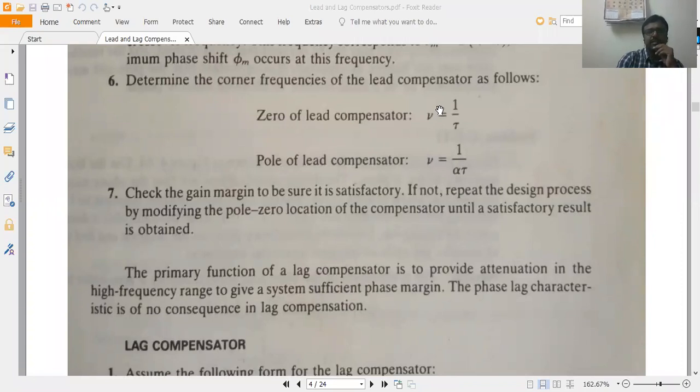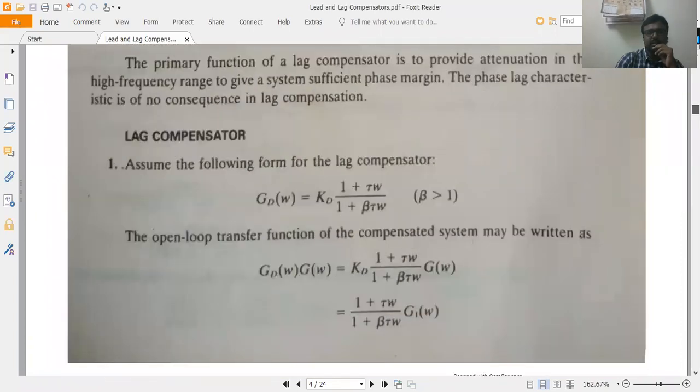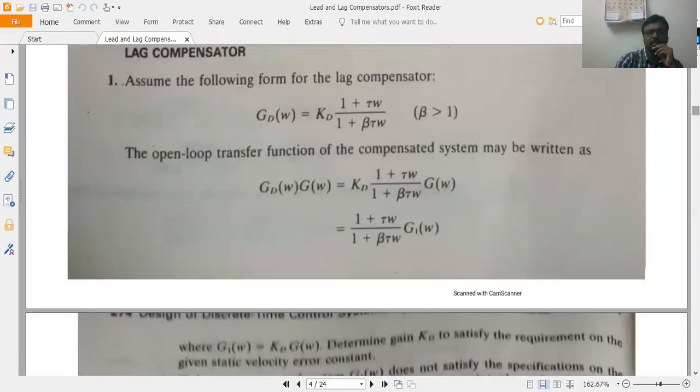Okay, so next we are going into the design procedure for the lag compensator. For the lag compensator, let us consider the transfer function GD of w is equal to KD into 1 plus Tw divided by 1 plus beta into Tw. Here beta should be greater than 1.